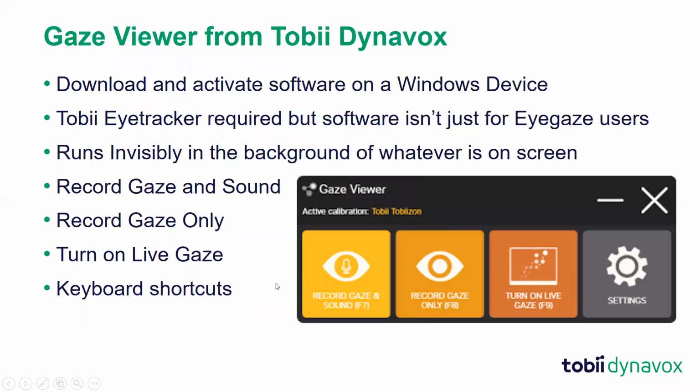And there are keyboard shortcuts. When I started recording, we wanted to do it in the background and surprise you while you were watching, so I just hit F7. As long as Gaze Viewer is running, hitting F7 will start a recording. F9 is the keyboard shortcut to turn on live gaze. I've just hit F9 and live gaze is on. So you can really quickly access these tools without interrupting your session or bringing something up on the screen that might distract the learner or the user.